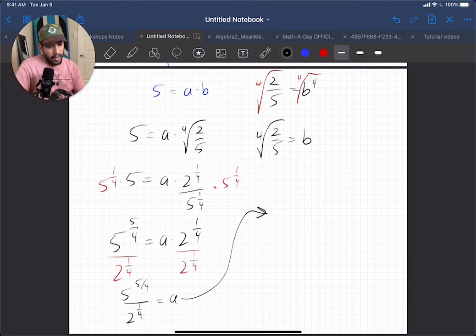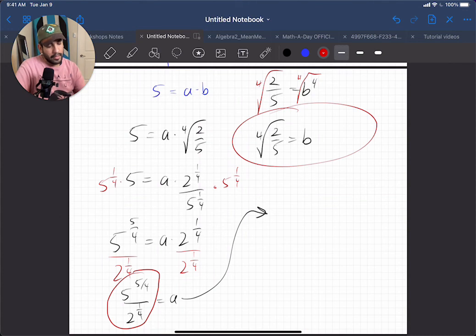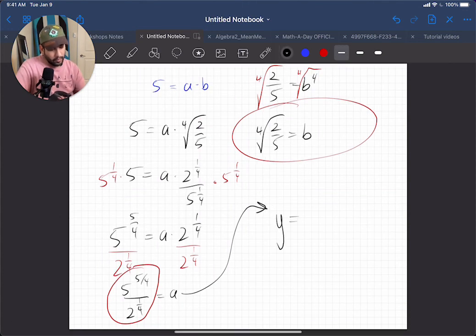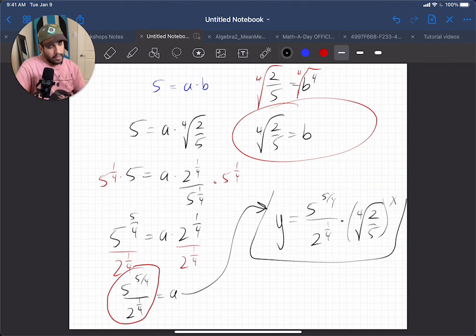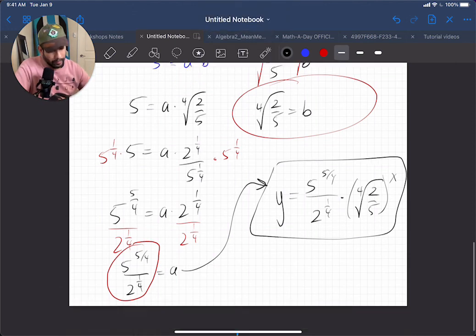So check that out. I have my a value, I'll circle it there in red, and my b value up on top. And now my equation is y equals 5 to the 5/4 over 2 to the 1/4 times the 4th root of 2 to the 5th, to the power of x. Again, super ugly and nasty, but that's exactly what calculus is about. They're just testing all your skills at this point.